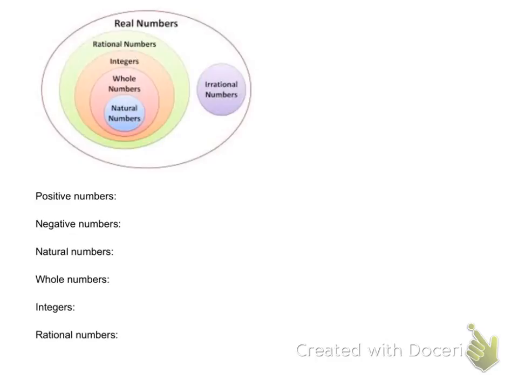Now, real numbers are made up of these definitions here. So, positive numbers. What is a positive number? What's the definition of a positive number? What do we say are positive numbers? Anything to the right of zero.